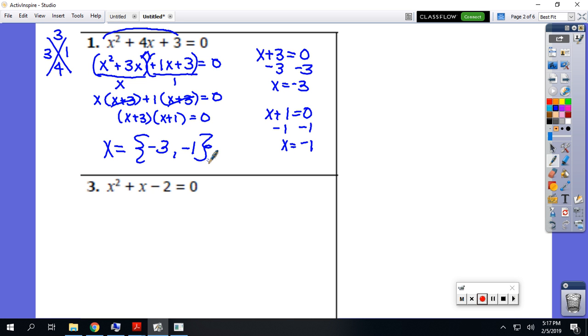And you can check these in your calculator. Check them by checking your graph. You're looking to see where it's crossing the x-axis in our graph. This one should be crossing at negative 3 and negative 1. And it should be crossing twice.